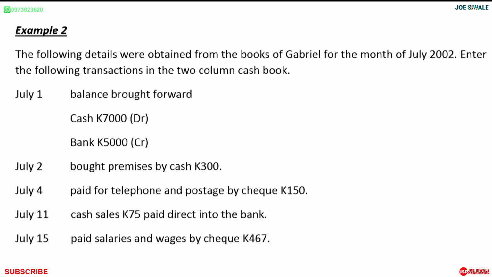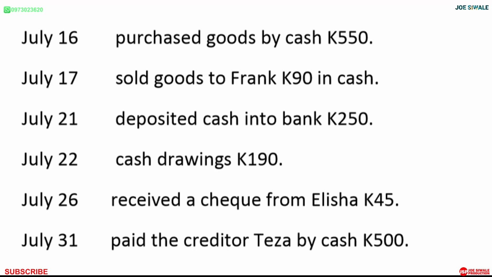Then on the 2nd of July, bought premises by cash amounting to 300 kwacha. 4th of July, paid for telephone and postage by check amounting to 150 kwacha. Then on the 11th of July, cash sales amounting to 75 kwacha paid direct into the bank. Then on the 15th of July, paid salaries and wages by check amounting to 467 kwacha. Then on the 16th of July, purchased goods by cash amounting to 550 kwacha.